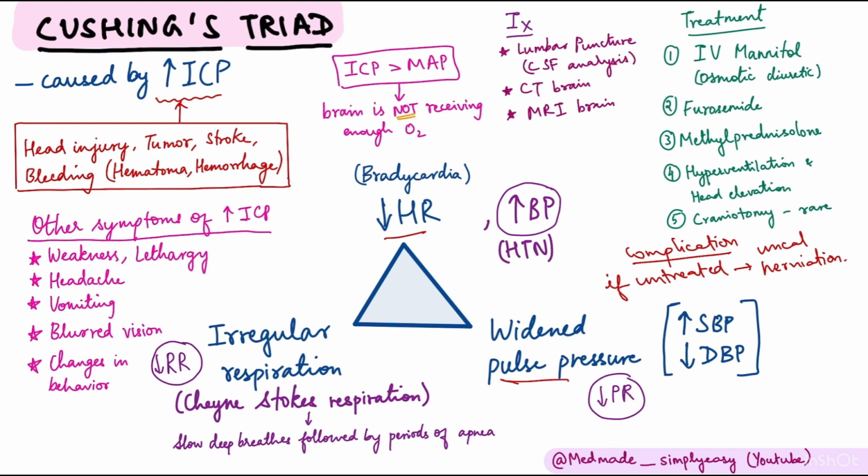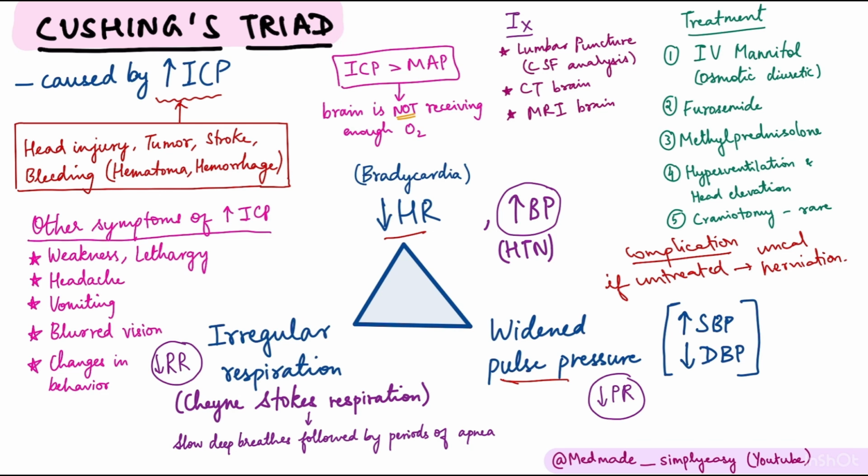The first is IV mannitol, which is an osmotic diuretic. The second is furosemide, which is also a diuretic. Mainly, IV mannitol helps in decreasing intracranial pressure and also helps in increasing the cerebral perfusion pressure. And then we can also give methylprednisolone, which is a steroid. Hyperventilation and head elevation is also advised. Craniotomy can also be done to relieve the increased intracranial pressure, but it is usually rare. If this condition is left untreated, it causes uncal herniation.